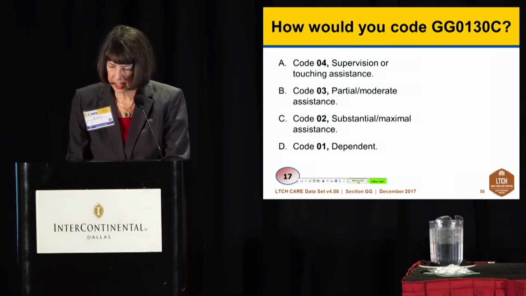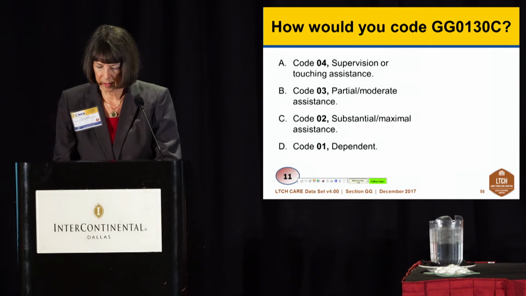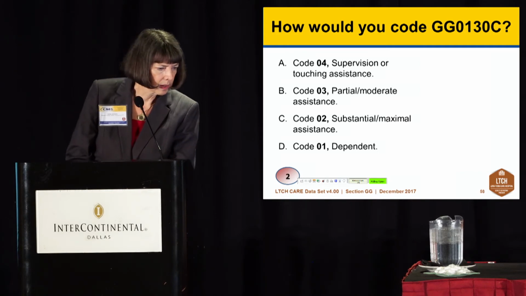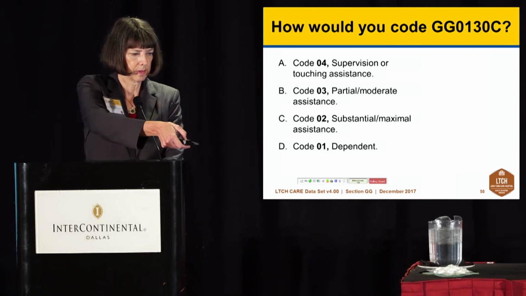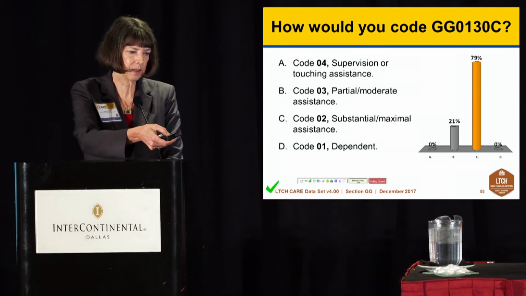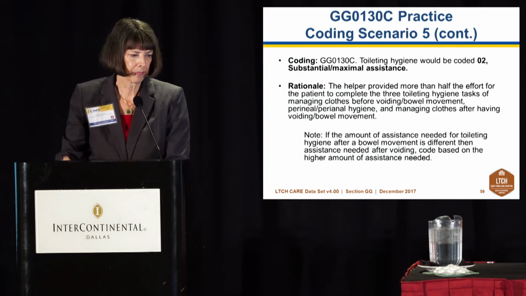Remember, you got 3 toilet and hygiene tasks: managing clothing before, you've got the hygiene aspect, and you've got the managing clothes afterwards. Think that through. It looks like 79% said C, which is the correct answer. 21% said B for partial moderate. So let's look at the rationale.